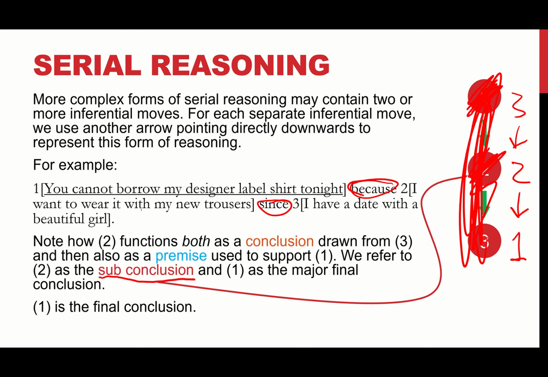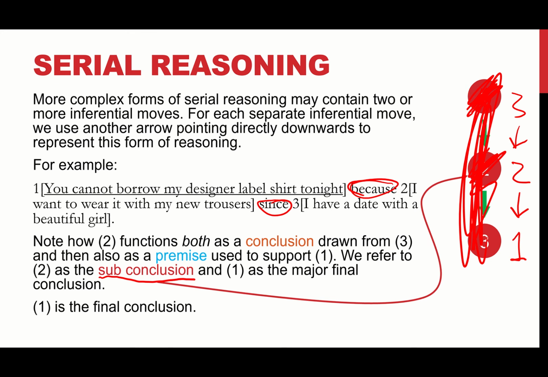I want to wear it with my new trousers since I have a date. So it's like its own little argument. 3 is the reason for 2. I have a date, so I want to wear my designer label shirt with my trousers. But the final conclusion is you cannot borrow it. So sub-conclusion and major final, or final conclusion.